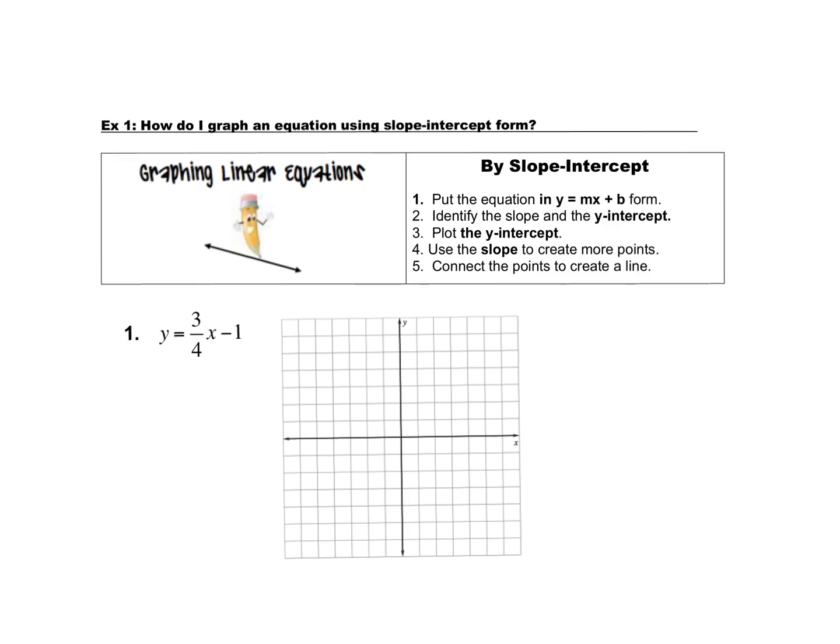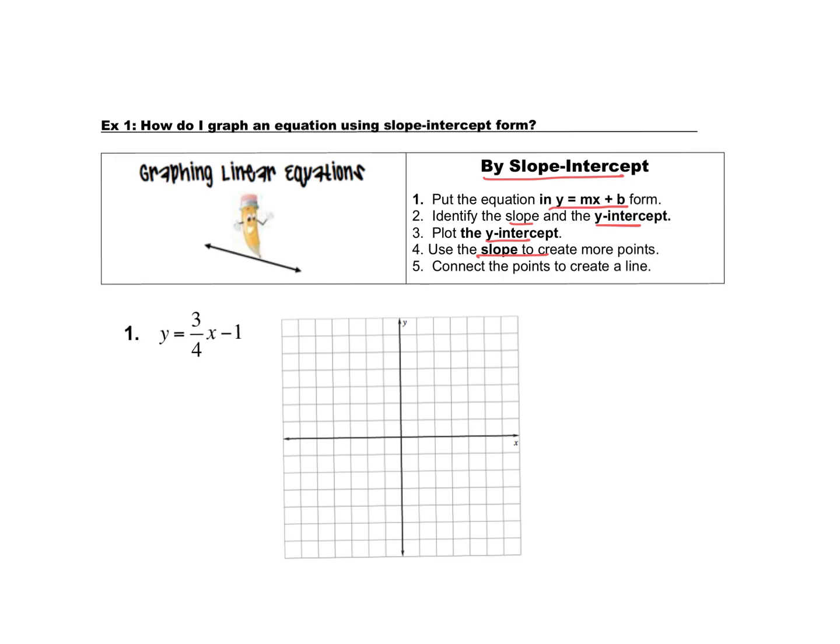So the steps that we're going to follow in graphing by slope-intercept form is that the equation has to be in the form y is equal to mx plus b. And then we need to identify the slope. We need to identify the y-intercept. We're then going to plot the y-intercept, and then we're going to use the slope to create more points, and then we'll connect the points to create a line. Well, that's a lot right there. Let's just break it down.